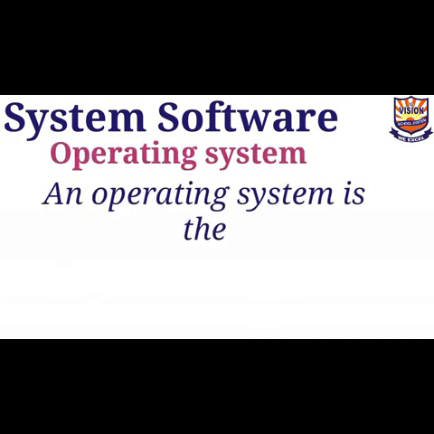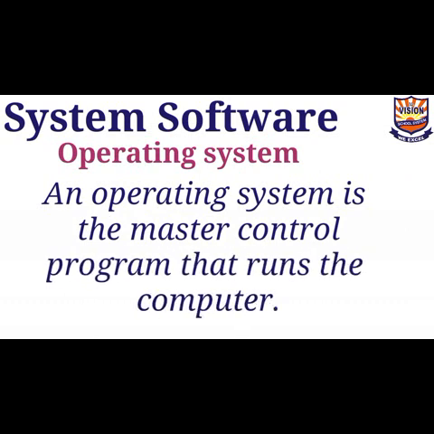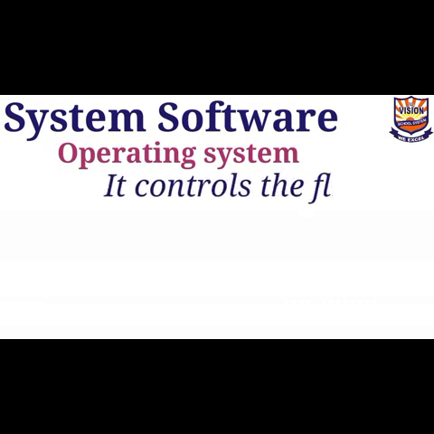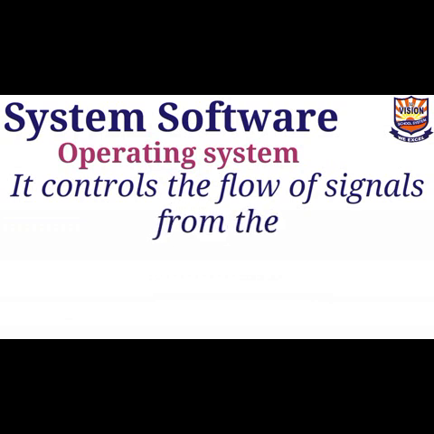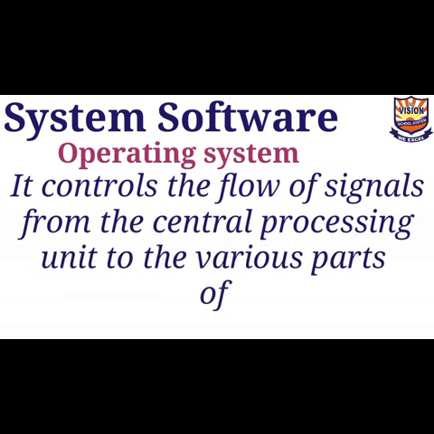An operating system is the master control program that runs the computer. It controls the flow of signals from the central processing unit to the various parts of a computer. When the computer is switched on, the operating system is the first program loaded in its memory.